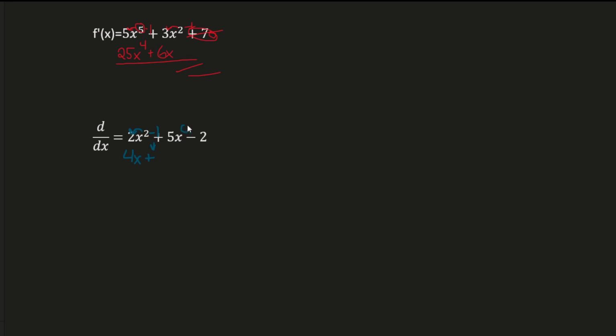Now here, there's no exponent. So technically that would be a 1. 1 times 5 is 5, so we'll write that. 1 minus 1 is 0, so then that gets rid of the x. And then same process as above with the plus 7.